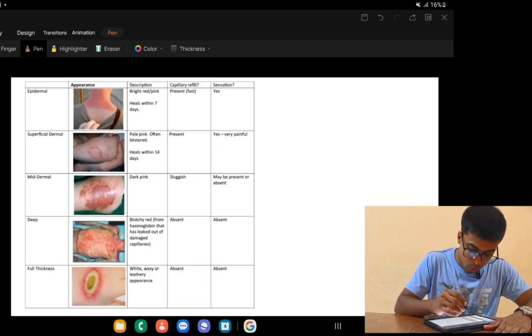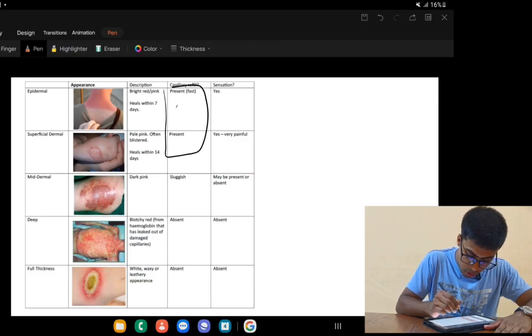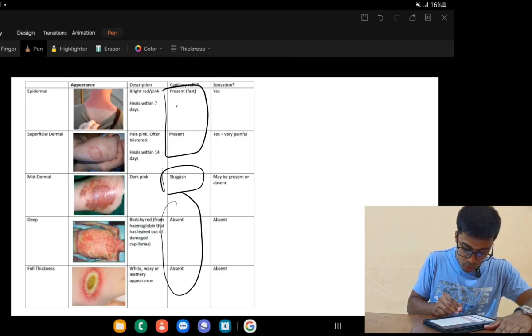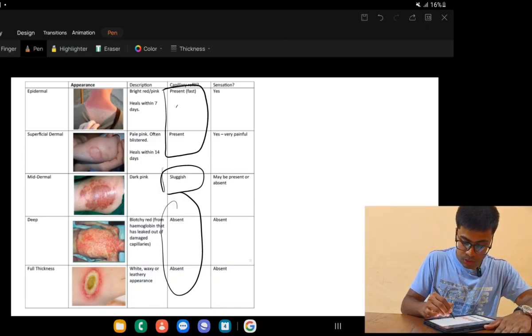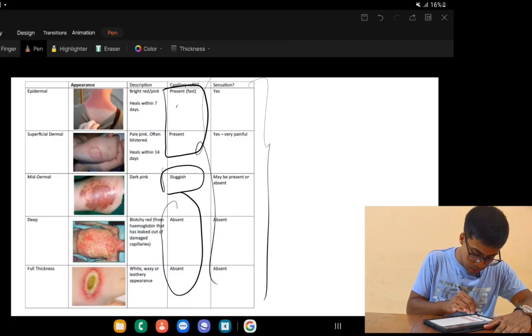These are the pictures. Most important: present capillary refill time, present in epidermal and superficial dermal. You have to do this. Sluggish in mid dermal, absent in deep and full thickness burns. So you have to learn the blisters and how they appear. Sensation is there or not there. You have to know blanching, non-blanching. You have to learn these tables.